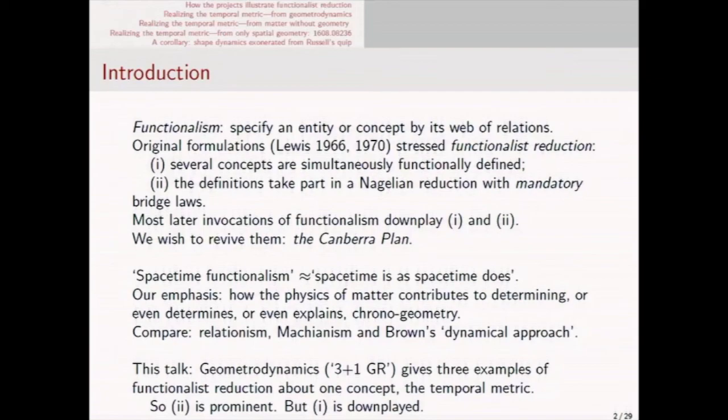So many ways that idea can be developed, but our concern is with the idea, a Machian or relationist or a Harvey Brown type of idea, that the physics of matter and radiation, ponderable matter or electromagnetism, contributes to determining space-time structure, chrono-geometry. Maybe it even determines it. Maybe it even explains it. And so we're going to give you 3 examples, not just of functionalism, but a functionalist reduction about this concept, the temporal metric.